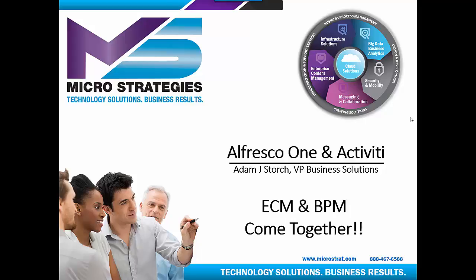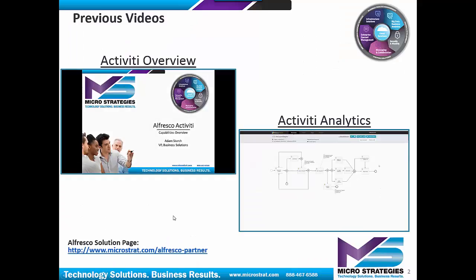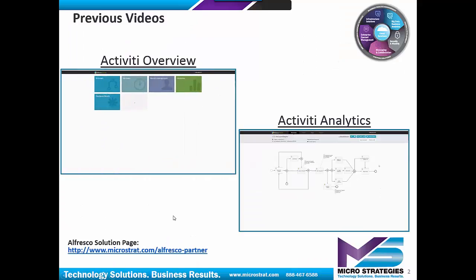In this presentation, we are going to be demonstrating Alfresco One and Activiti, ECM and BPM coming together. On the screen, you have two of our previous videos. The Activiti overview video, that's in the upper left-hand corner. This is a video we put together to give people an overview understanding of Activiti, its capabilities, what it can do, and a demonstration of our equipment request workflow.